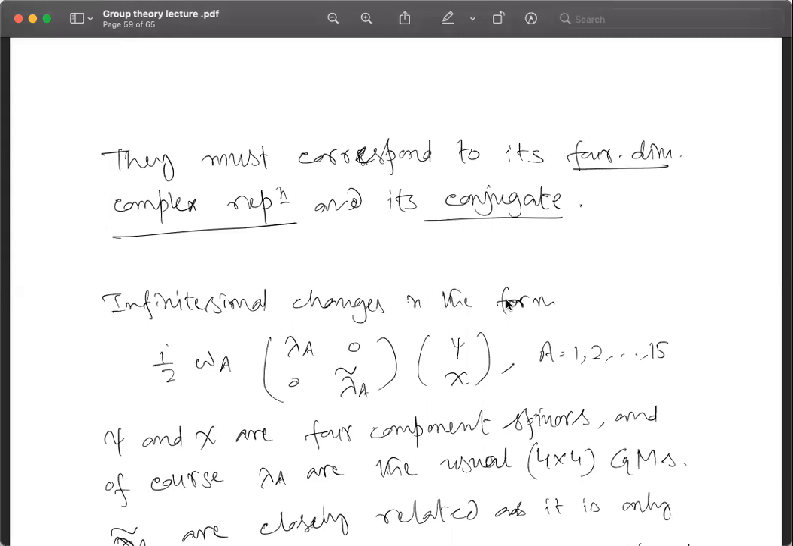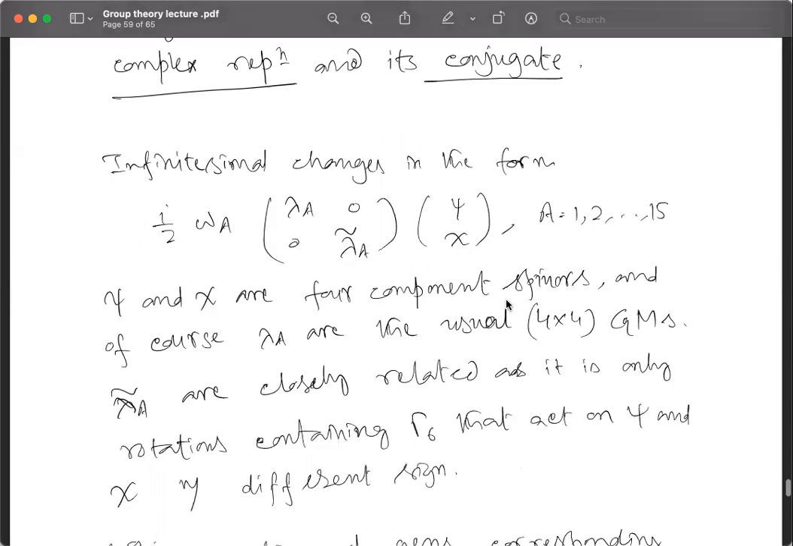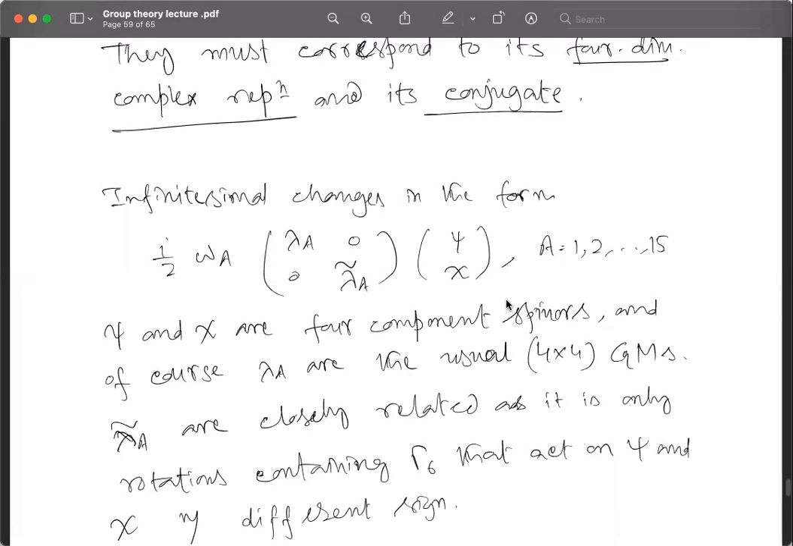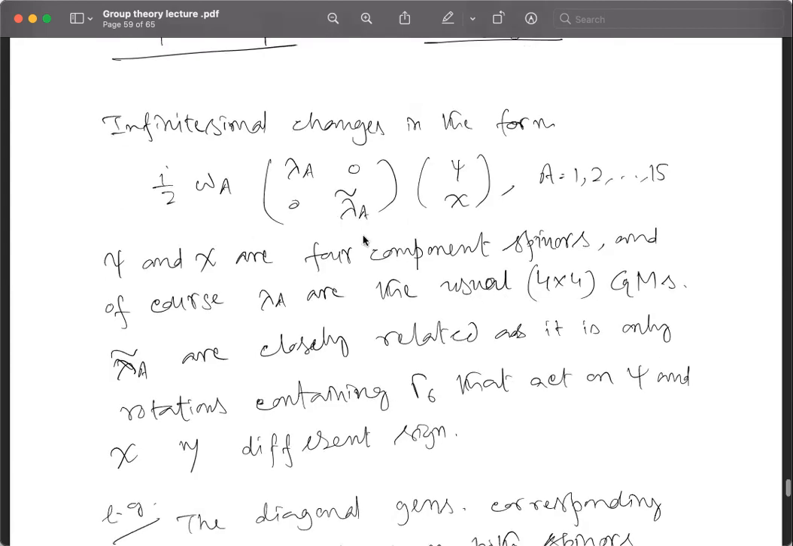Now, they must correspond to the 4-dimensional complex representation and its conjugate, and that's quite obvious from the earlier one. So now let's take a more detailed look at these representations. We can think of infinitesimal changes: if you have this exponential and expand it, you get i/2 omega_a times the block matrix lambda_a, 0, 0, lambda_a tilde acting on psi, chi. The a runs from 1 to 15 because you have the 15 generators.